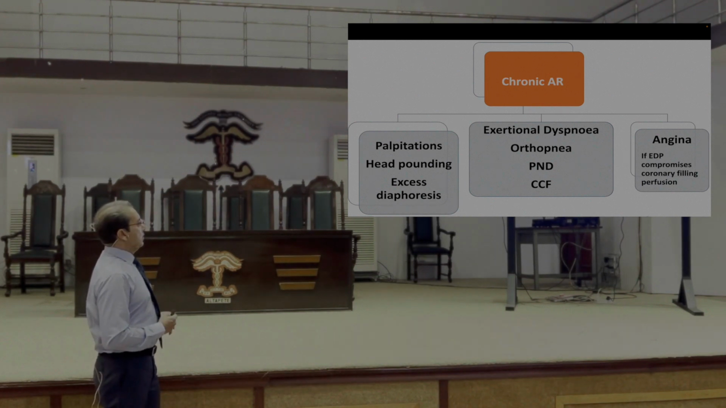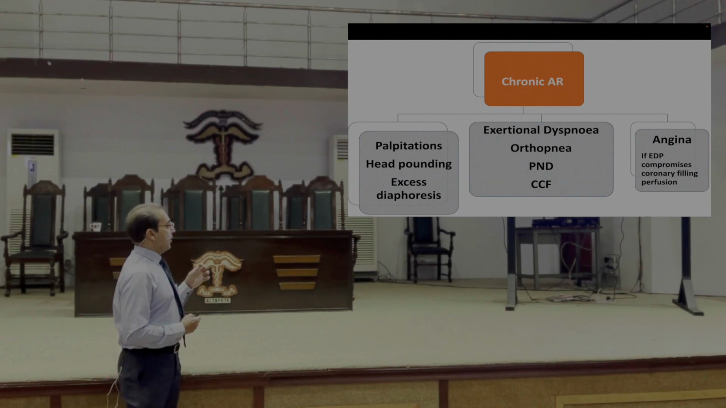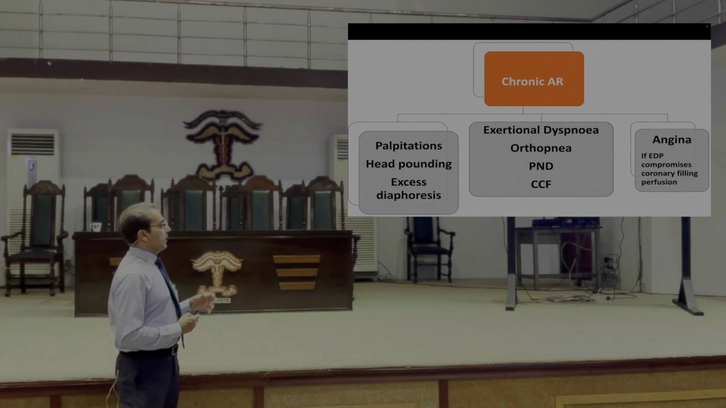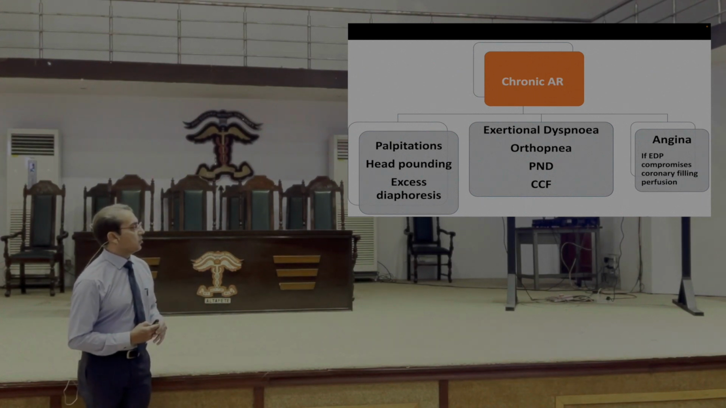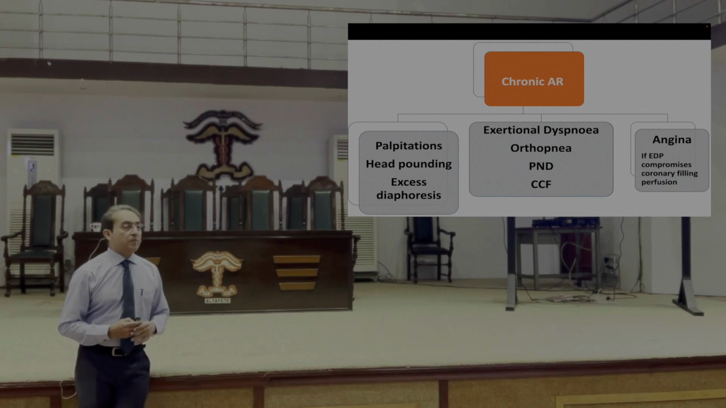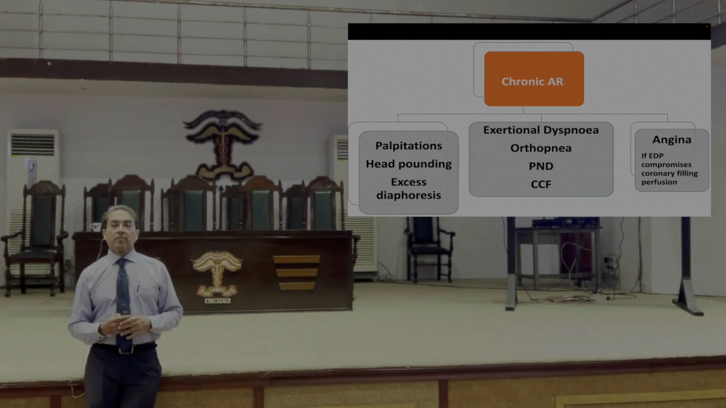Chronic AR presents with palpitations, head pounding, excessive diaphoresis. There is exertional dyspnea, orthopnea, PND, and congestive cardiac failure. Patient may have angina if end diastolic pressure compromises coronary filling perfusion pressures.